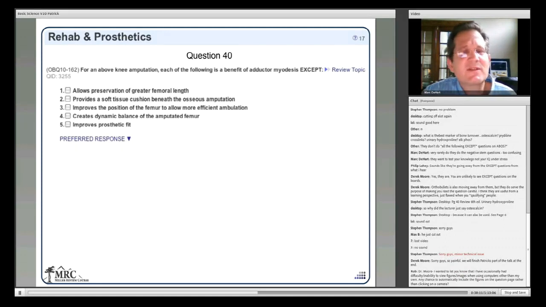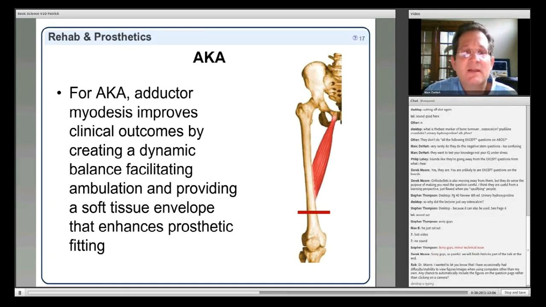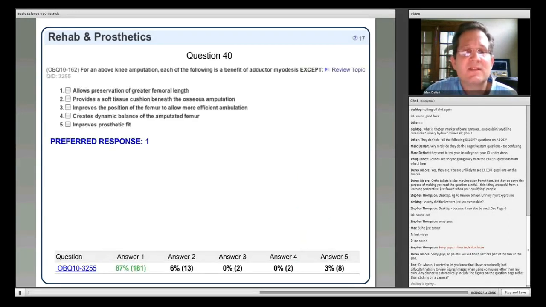Again, this is one of those except questions, and the boards are really trying to get away from it. They're trying to test your retention, not really your IQ under stress. But above the knee amputation, the adductor myodesis improves the clinical outcomes by creating a dynamic balancing force. It helps ambulation, and it provides a soft tissue envelope that enhances the prosthetic fitting socket.